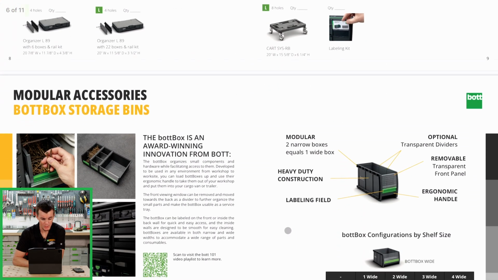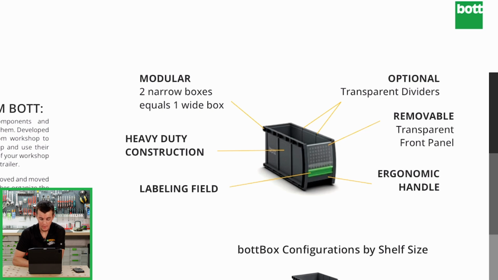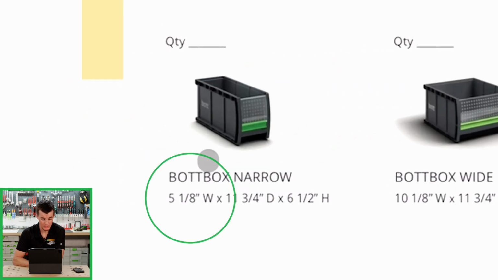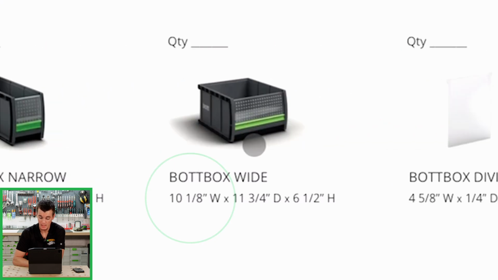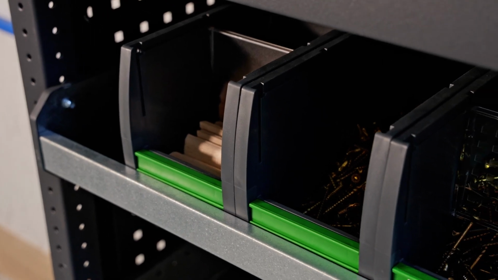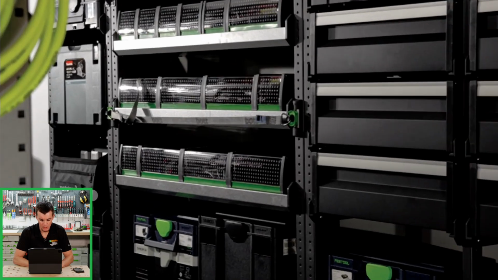As we look at the next page here, we have our bott boxes, a very popular item. We have them in 2 widths, so we have a narrow and a wide. So this one's about 5 inches wide, this one's around 10 inches wide, and these are meant to sit on a shelf. So when you're using these, you'll notice that we do need to leave a small gap above.